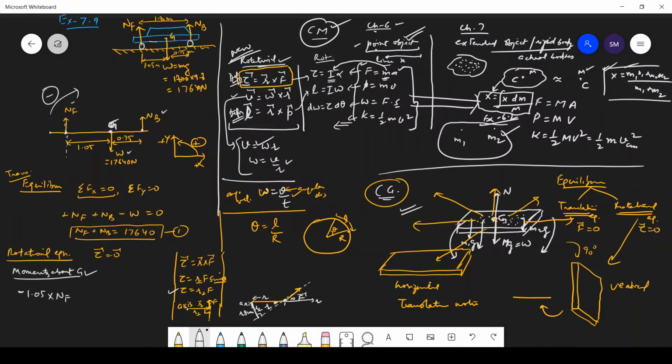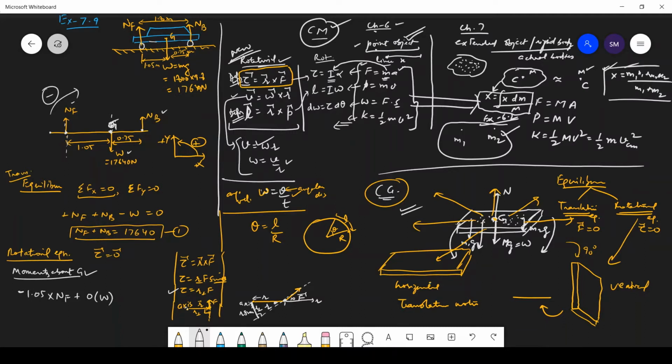And then now let us come to this force W. So for W, the r is 0 because the axis of rotation and the line of force are at the same point. So 0 into W. Now let us come to this. So this is the third force.